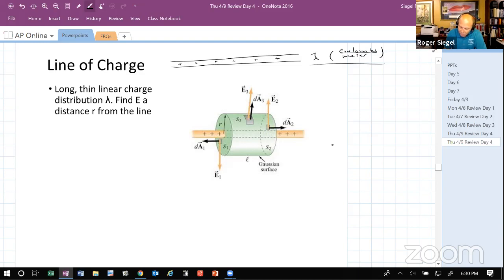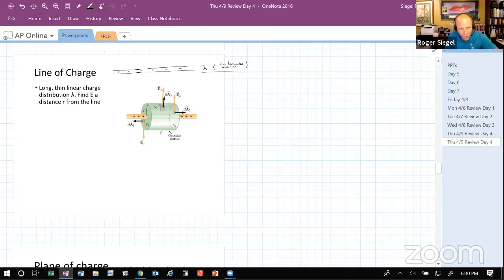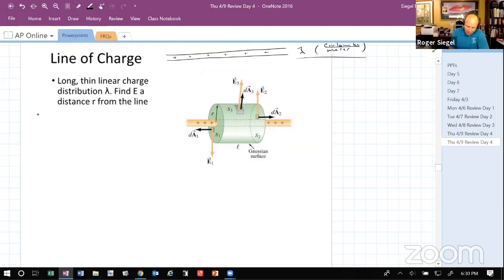And that's why it's called a linear density. All right. Now, if we want to find out what the electric field is a certain distance away from this, what we're going to do is we're going to use Gauss's law, and we're going to create a Gaussian surface. So Gauss's law is the integral of E dot dA is equal to Q enclosed over epsilon naught. Now, what kind of Gaussian surface do we choose?